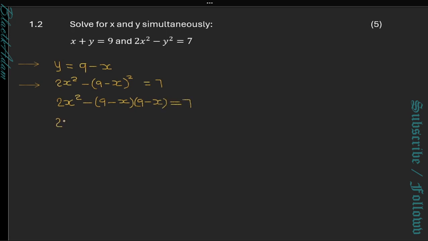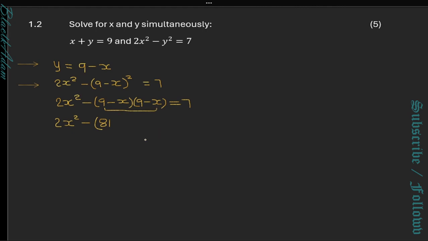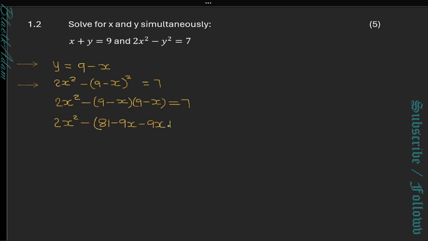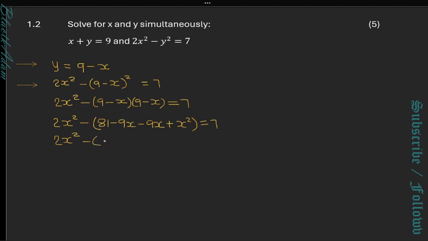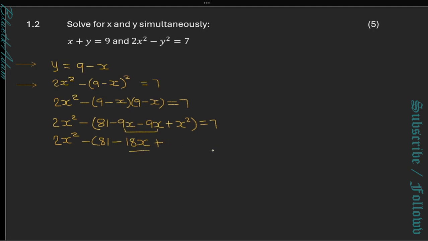So it's 2x squared minus, that would be 81 there, and 9 times negative x, negative 9x, and negative x times 9 is negative 9x once more. So negative x times negative x is positive x squared, all that equals 7. Then we have 2x squared minus, simplify the inner part, that's 81 minus 18x plus x squared, equals 7.